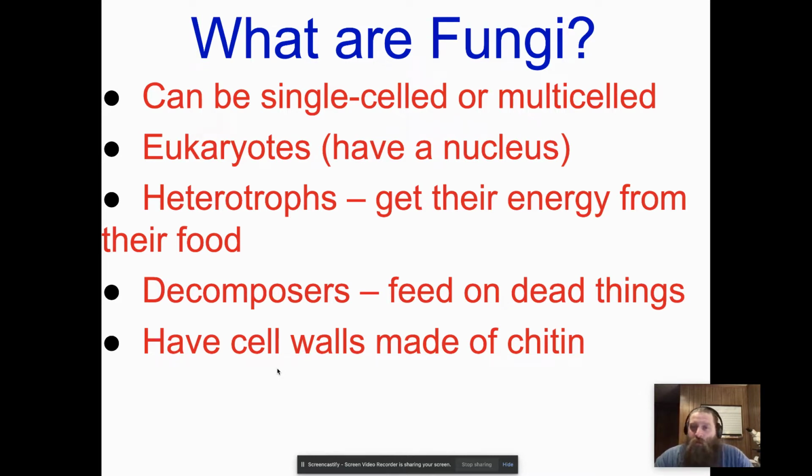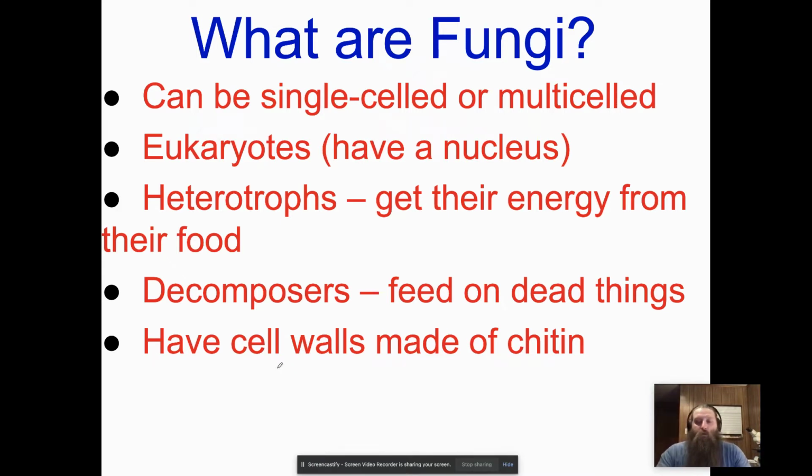Either way, it's going to be a eukaryote, so we know it has a nucleus. They're all heterotrophs, which means they get their energy from their food, right? There's something else. They're not autotrophs. They don't make their own food. They're decomposers, which means they feed on dead things. And this is a really important one. They all have cell walls, and that cell wall is made of chitin.